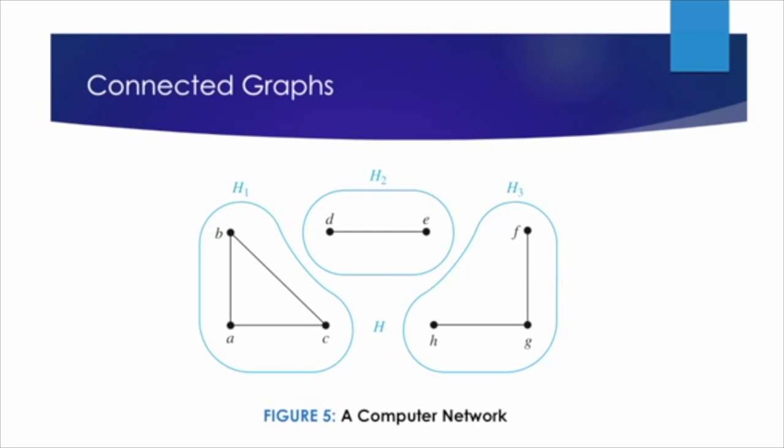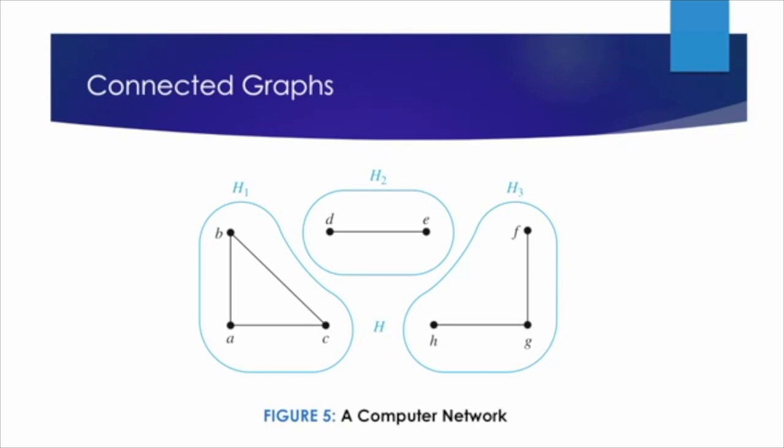A connected component of a graph G is a connected subgraph of G that is not a proper subgraph of another connected subgraph of G. So a graph G that is not connected has two or more connected components that are disjoint and have G as their union.